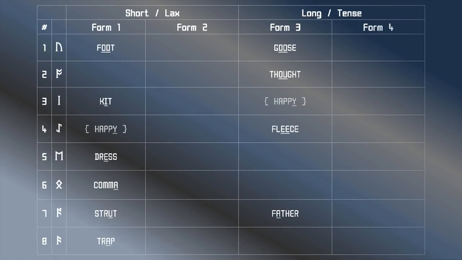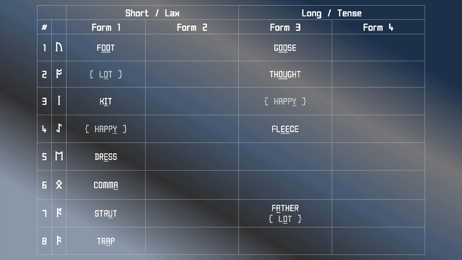Given how the strut and father vowels sound different in most accents, that might seem a little strange. But the foot and goose vowels also sound different in most accents. Remember that we're not trying to pair exact sounds. Rather, we're looking at which rune's domain that sound generally falls within.